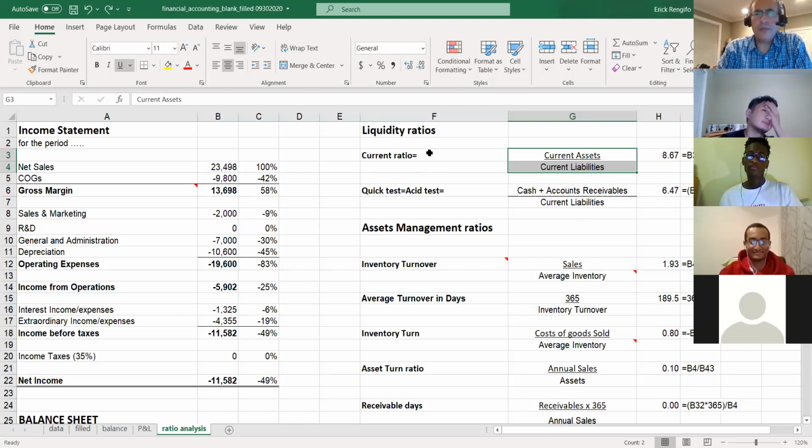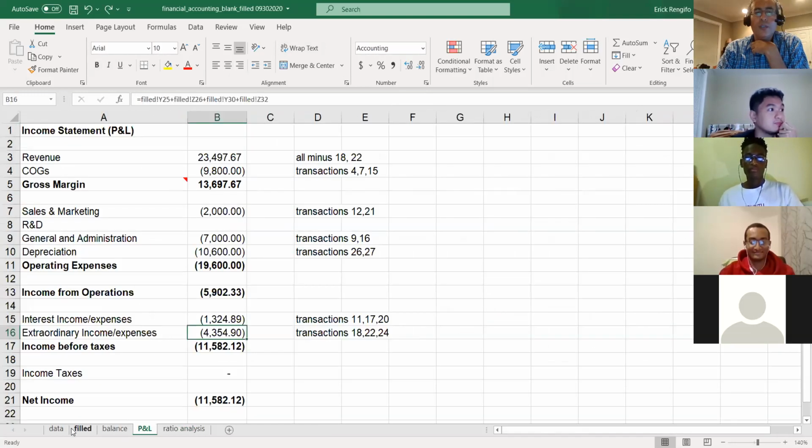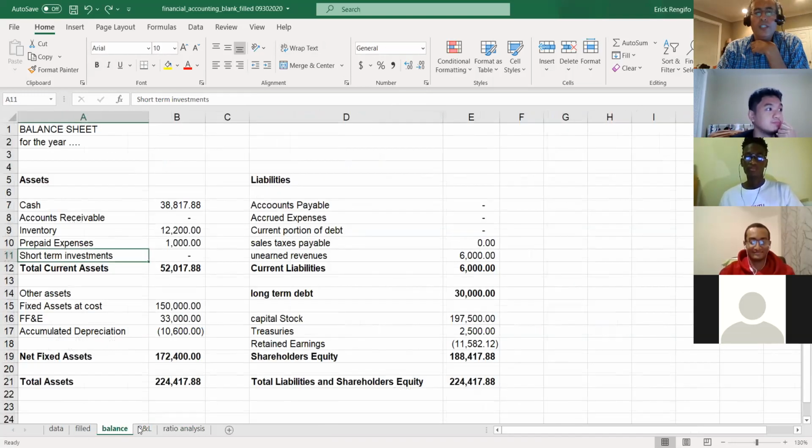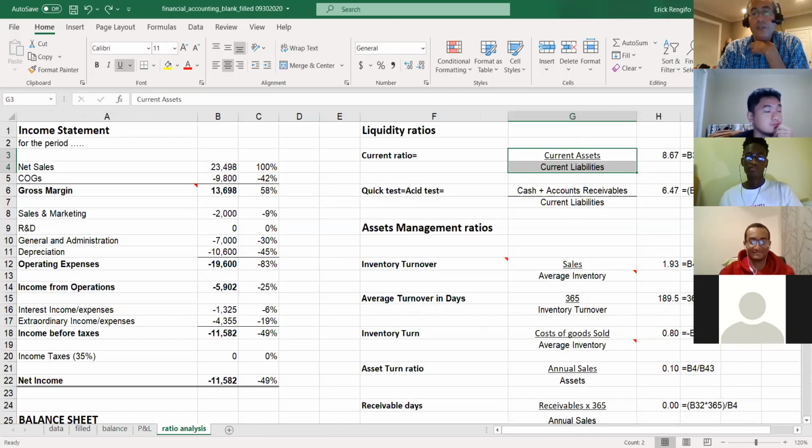I don't know if we are going to have time to do the ratios in the exam, but at least what I would love to do is if you can do this and this for sure. These are the most important things, guys. And then this one, the ratio analysis, is also crucial. I will explain it to you in a minute.